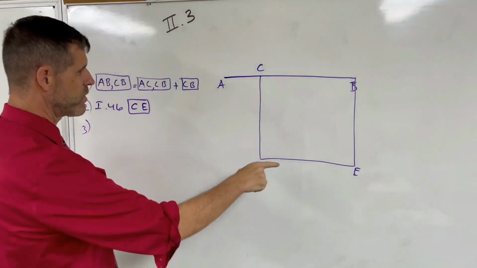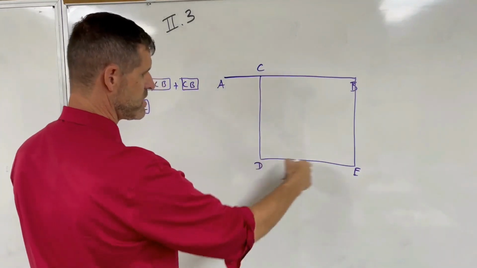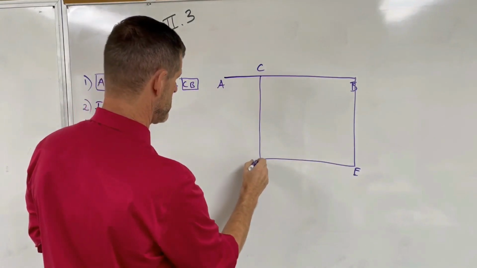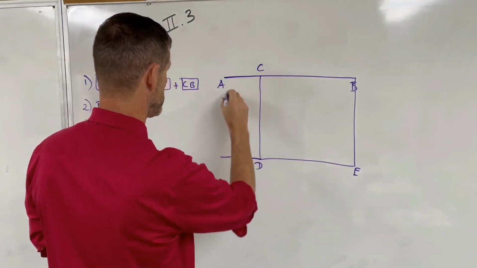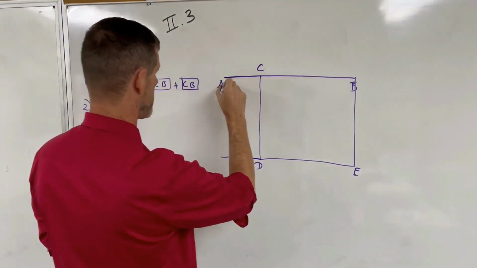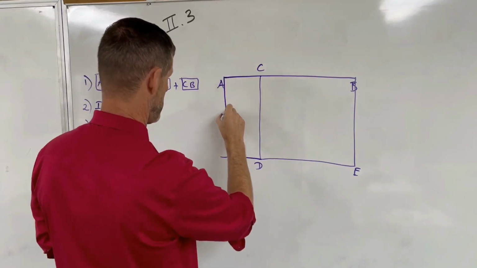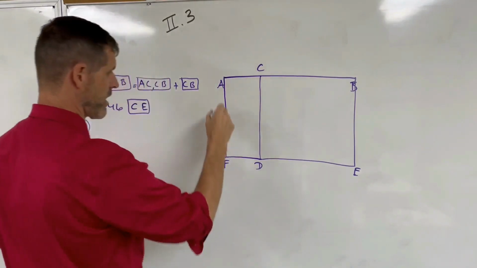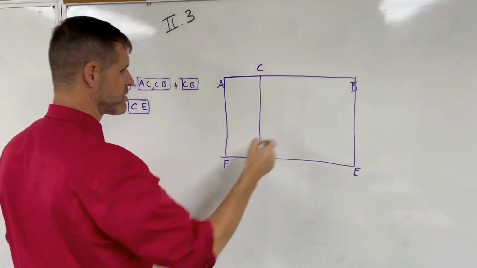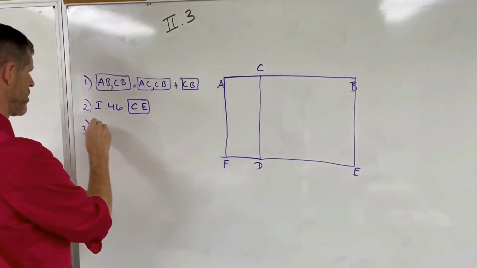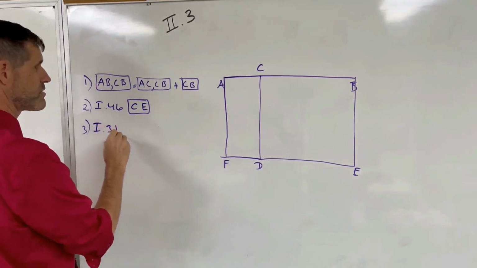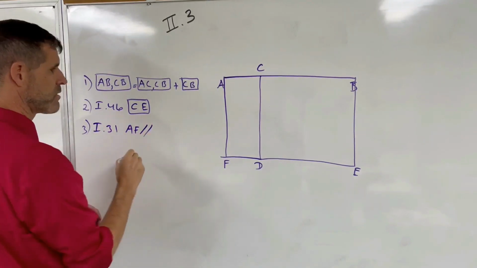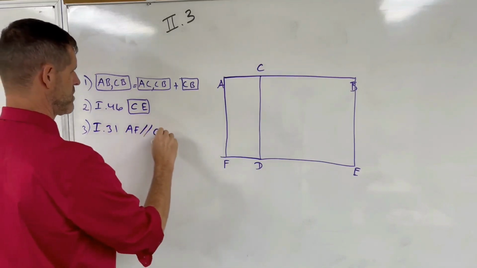Step 3, we are going to extend DE out. So this is parallel to AB. Extend DE out to F, and then we're going to drop, call this F. We're going to draw AF parallel to CD or BE. So proposition 31, AF is parallel to CD.